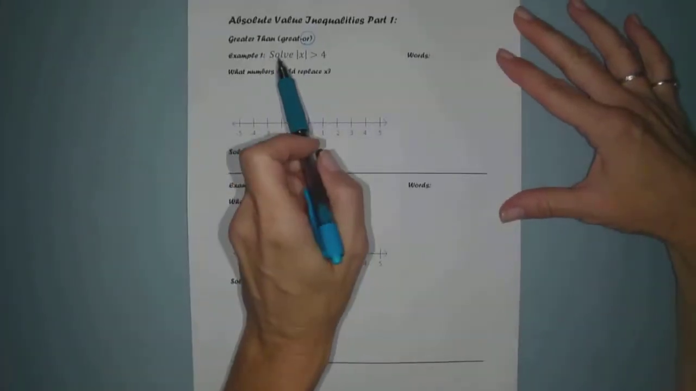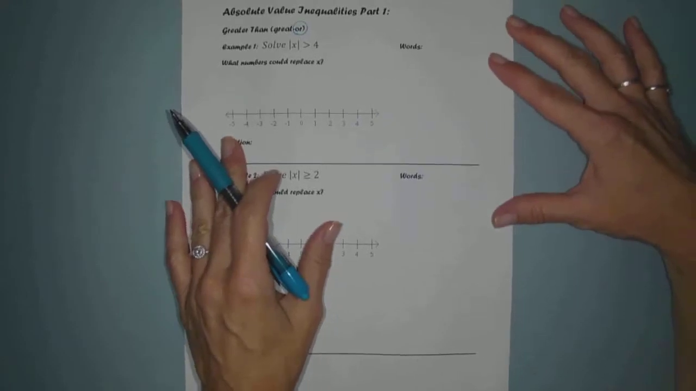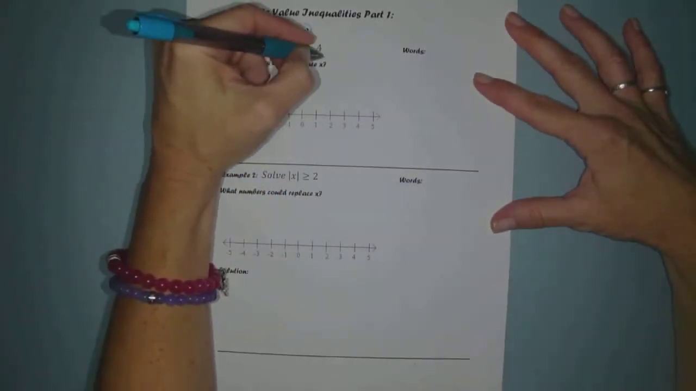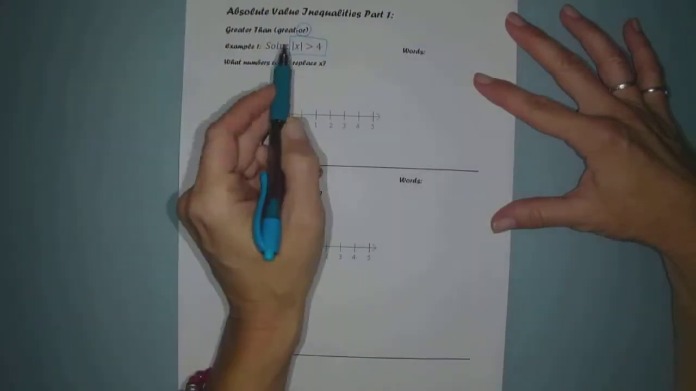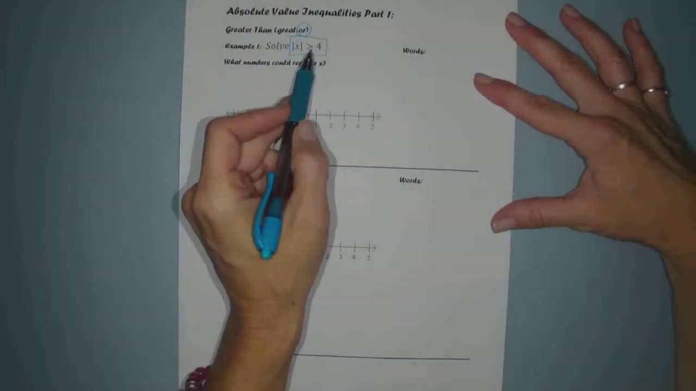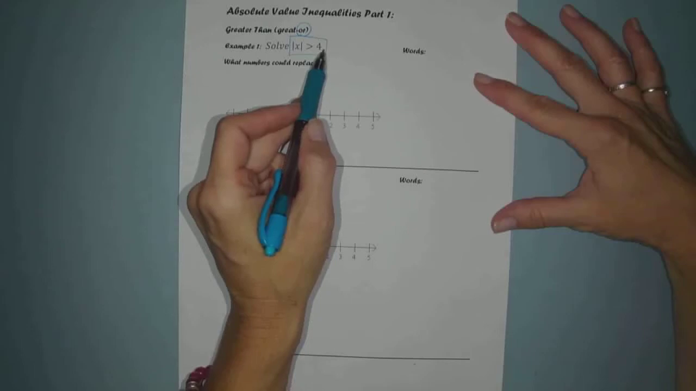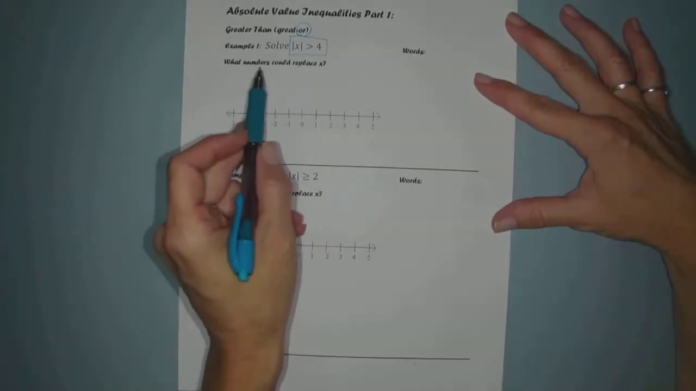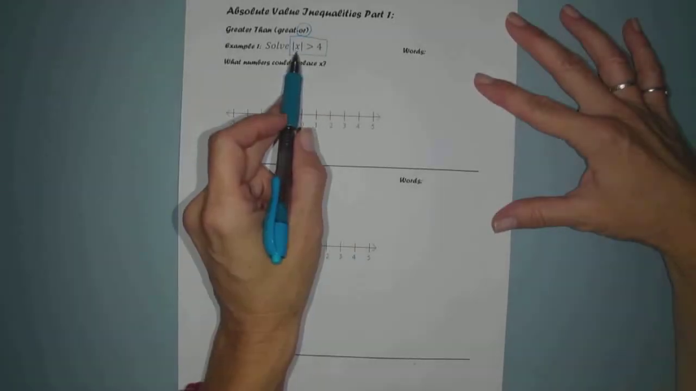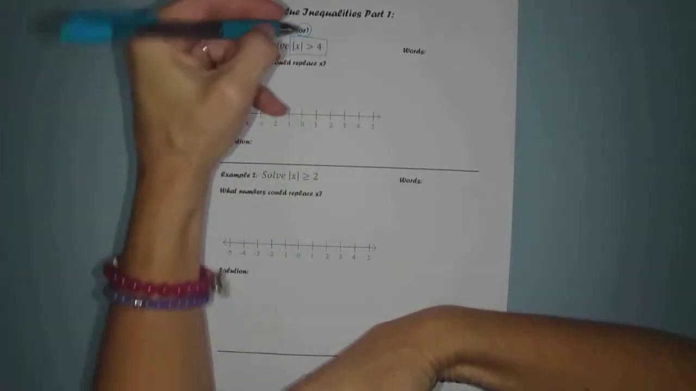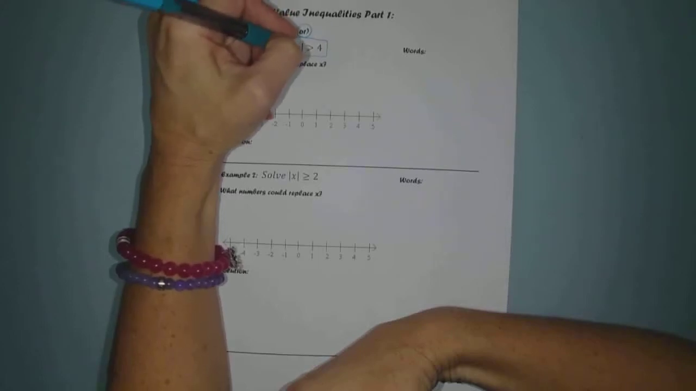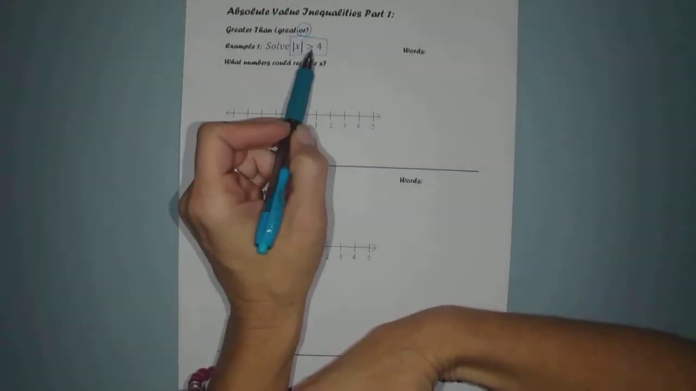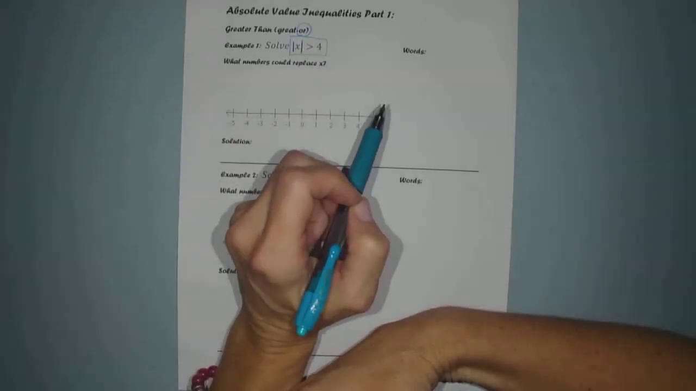Example 1 says solve. What are we solving? Well, we're solving this absolute value inequality. It says the absolute value of x is greater than 4. So we need to think of what numbers could replace this x? Let's think of some numbers that if we took their absolute value, if we took their distance from 0, that distance would be more than 4 units from 0.